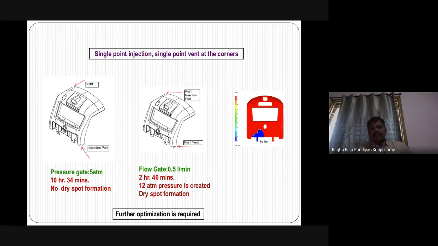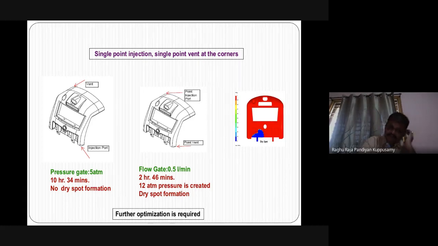So by adapting all these inferences, I am giving certain examples of how it is created in a simulation environment. You can see where the injection port and the vent are placed in the first diagram. They are at the extreme corners, and it takes 10 hours, 34 minutes. With respect to the 5 atmospheric pressure gate, if you see the mold fill time, it is a huge time, like 10 hours.